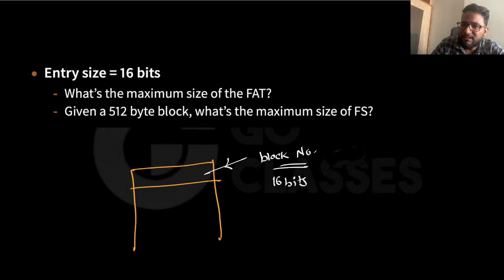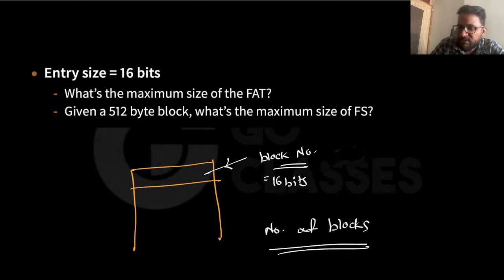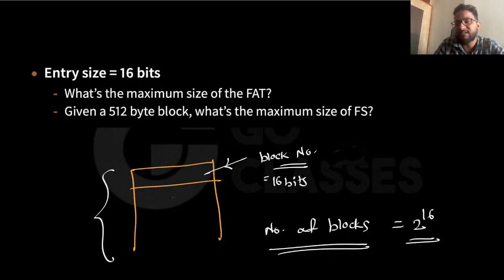See, what they are saying is that if 16 bit is the entry size, let's suppose all of this is just a block number. Can you tell me the number of blocks? If 16 bit is a block number, the number of blocks must be 2 power 16. Right, in the FAT, if you remember, there is one entry corresponding to one block. So how many entries will be there? 2 power 16 entries will be there. Reason being that there is one entry corresponding to every block, and the maximum could be 2 power 16 blocks, because 16 is the entry size. So that's why 2 power 16 entries are there.